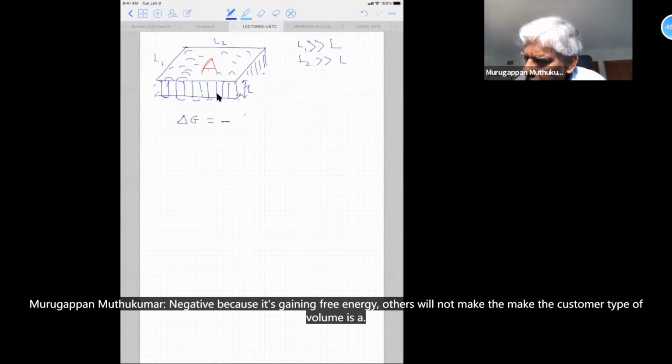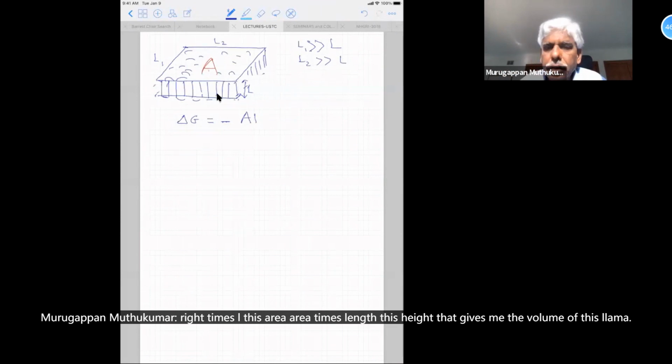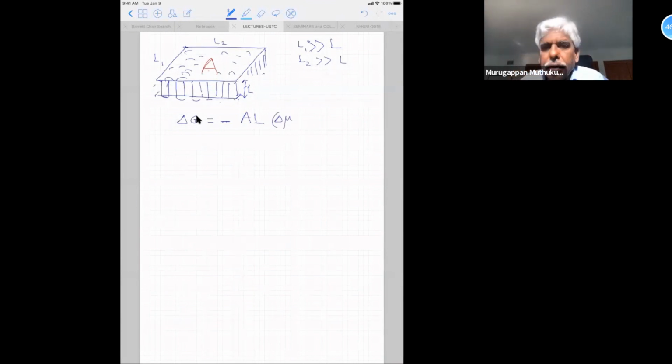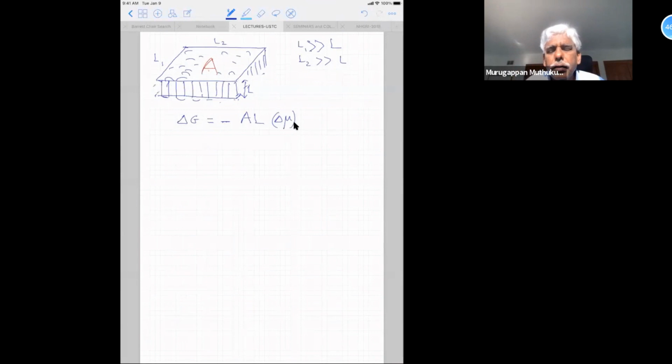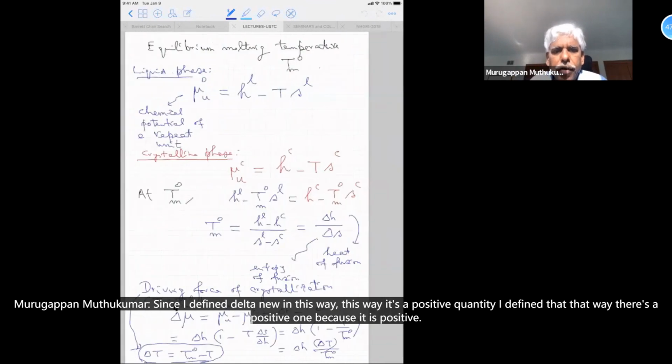Volume is A times L. This is area times length, this height. That gives me the volume of this lamella. And then the gain in free energy, that delta G, is given in terms of delta mu, because that is the chemical potential difference. Since I define delta mu in this way, it's a positive quantity. I define it that way.